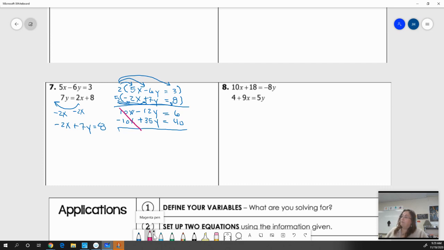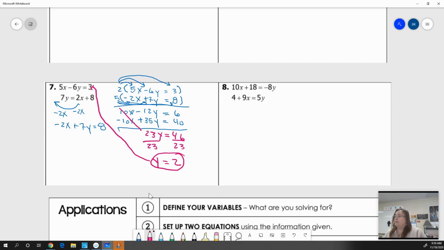And so here I'm going to be left with minus 12y plus 35y. So that's going to be 23y. And I get 23y equals 46, which is convenient. Why? Because I know that if I divide this by 23 and divide this by 23, I'm going to have y equals 2.